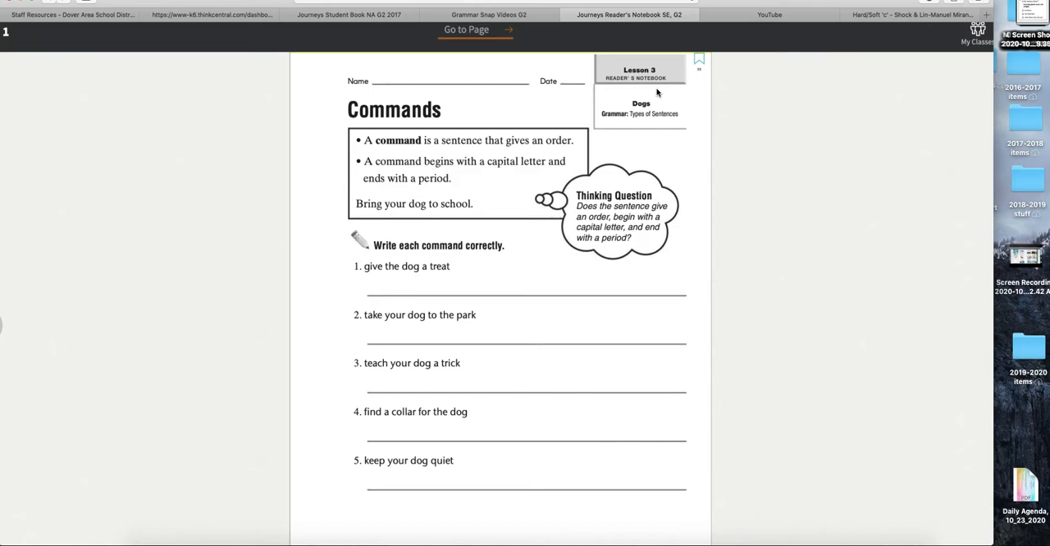Bring your dog to school, period. They're just telling you to do something, kind of like an order. So, for numbers 1, 2, 3, 4, and 5, we have to write each command correctly. What should every single sentence start with? It should always start with what kind of letter, Jamie? Capital letter or uppercase letter, right?